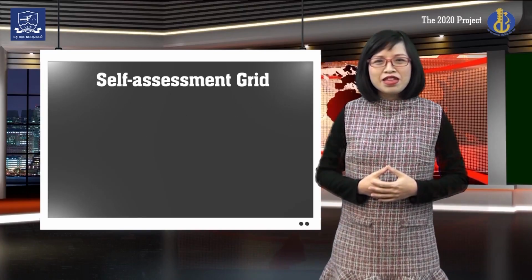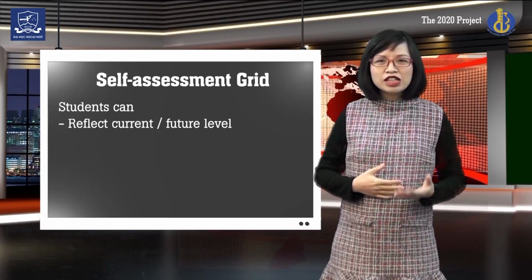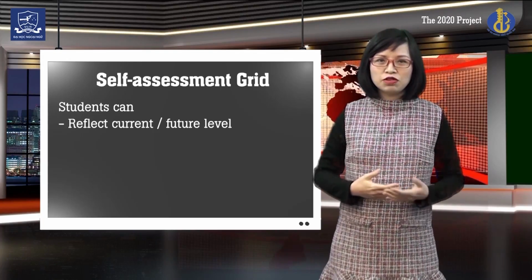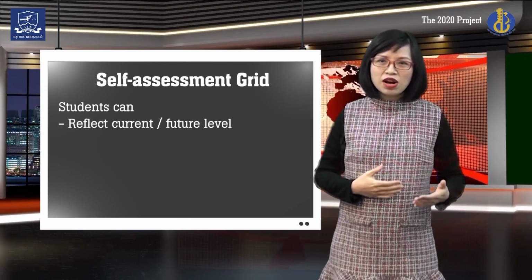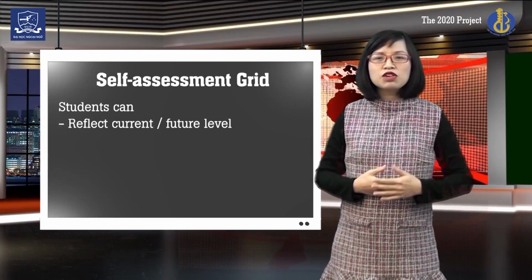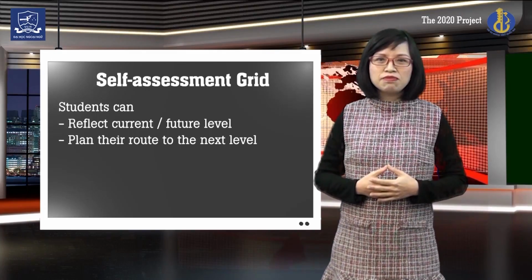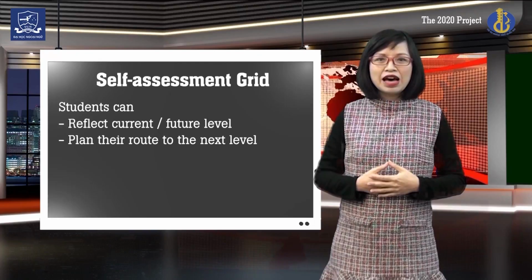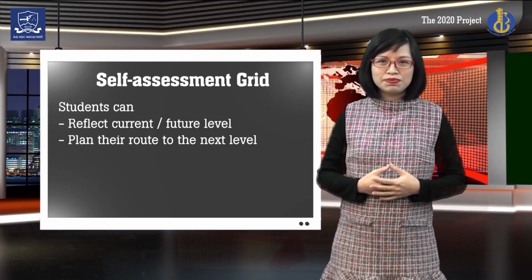Congratulations. The can-do statements in the self-assessment grid help you to reflect on your current and future level of language proficiency. You can start a journey at A1 level and move toward greater levels. You can also look back at the progress you have made on a journey and plan your route to the next level with guidance from teachers or other language speakers.